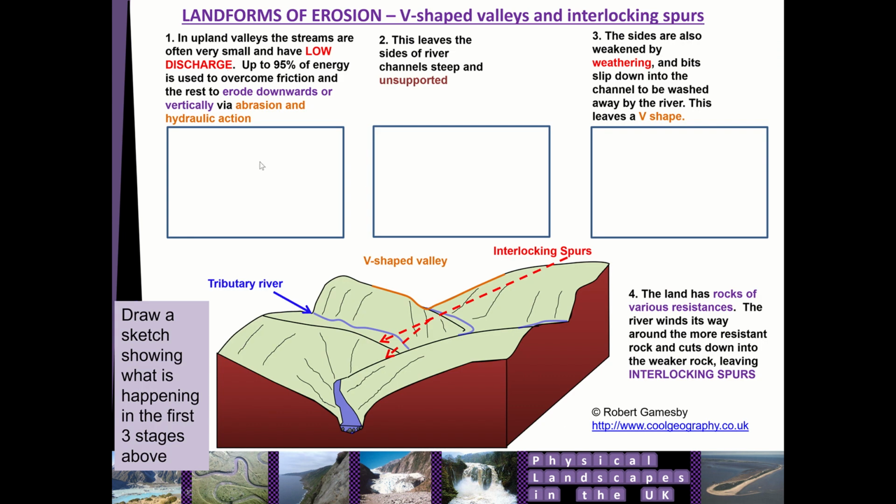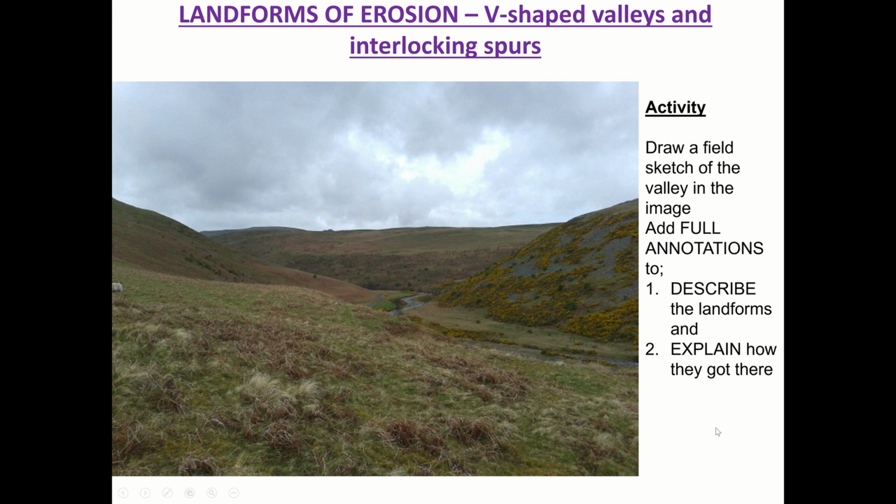Here, I've put this onto the worksheet that's available on the website. You just need to draw little sketch diagrams of what's going on to create these V-shaped valleys. Okay. The last thing I've popped on there, which is a bit of an option, is to draw a sketch diagram. This is a photograph of the River Breamish up in Northumberland. You could draw a field sketch of the valley. I've shown an example on here of how to do it.